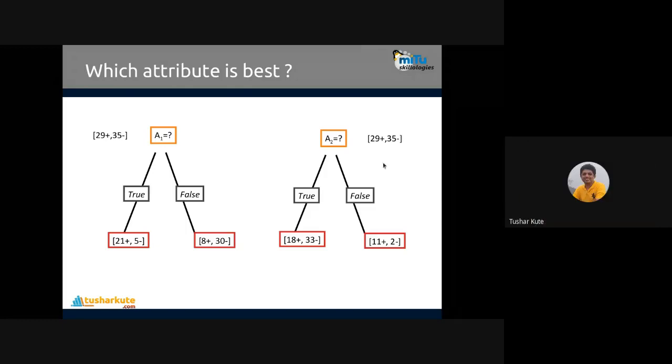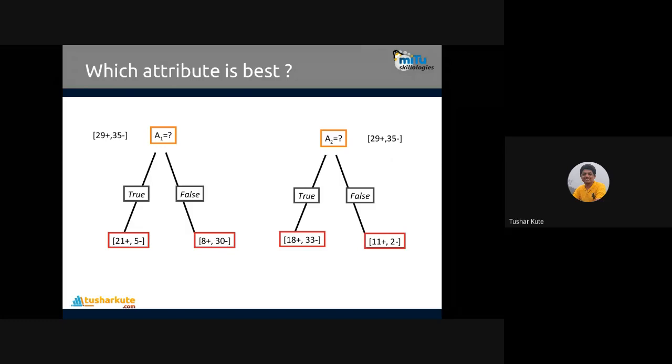in case of A2, 29 and 35 are there. Then if this A2 condition is true, then out of 29, 18 are here, and out of 35, 33 are here. This split is made. And when the condition is false, then out of 29, 11 are here, and out of 35, 2 are here. So 18 plus 11 is 29, and 33 plus 2 is 35. This split is happening when I choose the A2 feature on certain criteria.